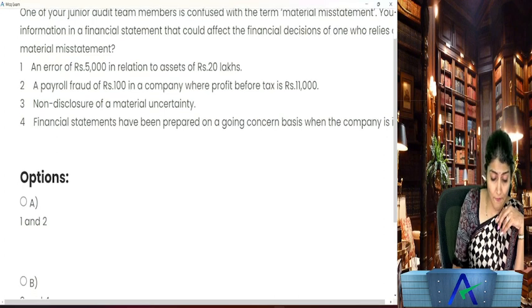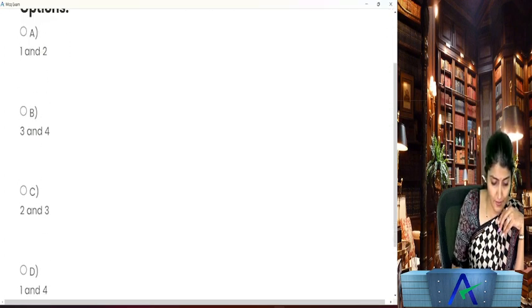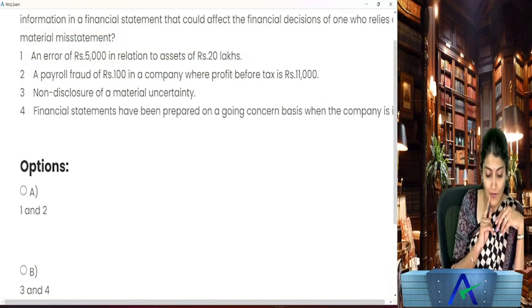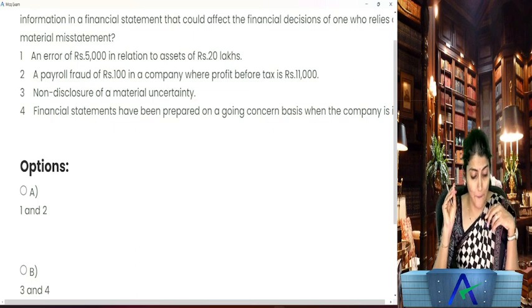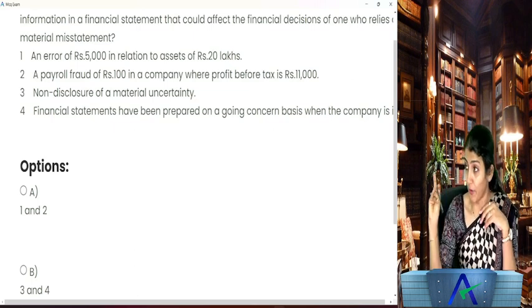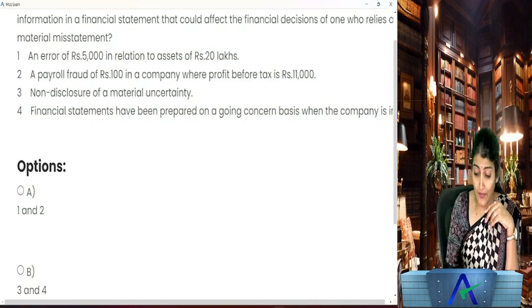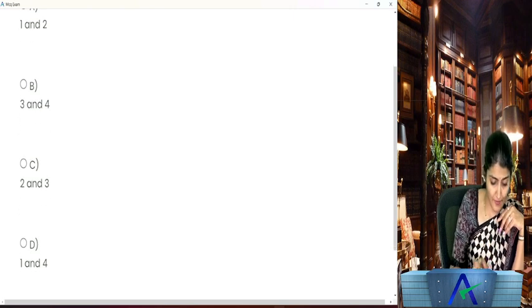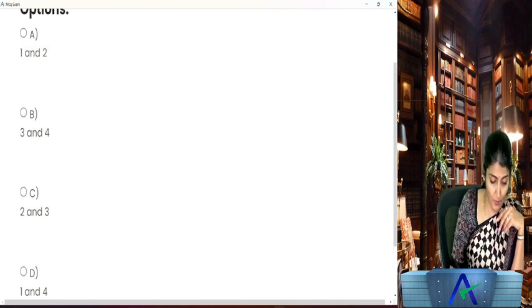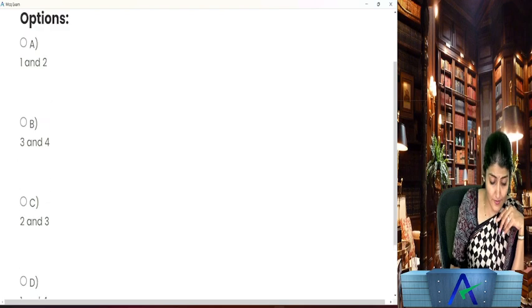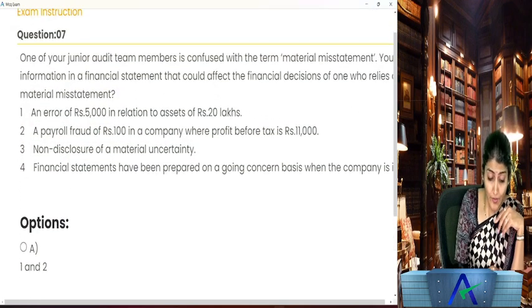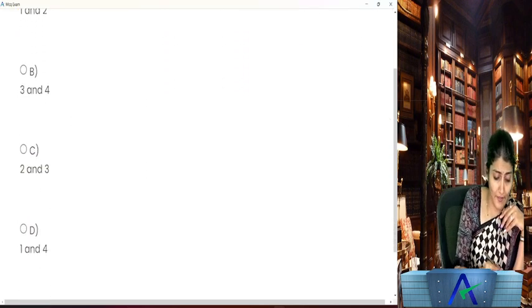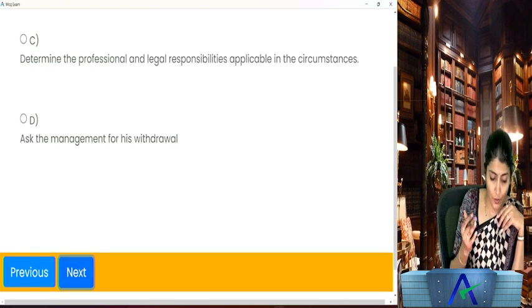Right, so what would cause the financial statements to be materially misstated? 1 and 2, 3 and 4, 2 and 3, and 1 and 4. Yes, so which one are you sure about? Right, 4. Financial statements have been prepared on going concern, but the company is in the process of being liquidated. So 4 is sure. That means A is gone and C is gone. So now you have only B and D, right? What is A over there? Error of 5,000 in relation to assets of 20 lakh. That cannot be considered to be a material misstatement. That is why you can select the option as B.